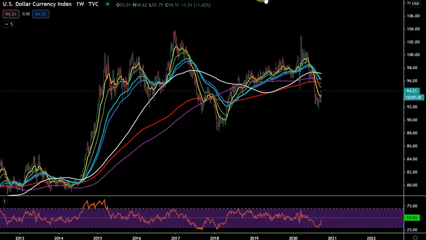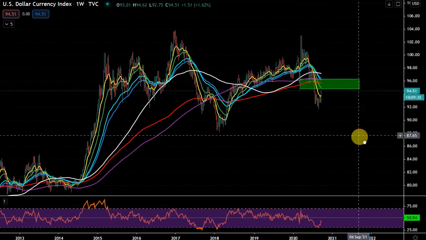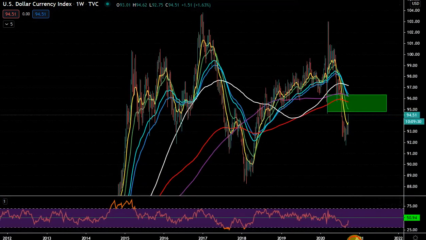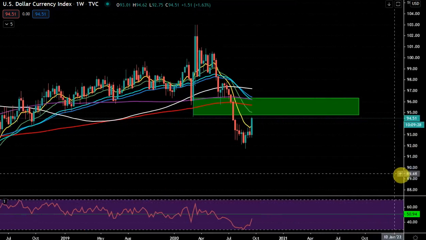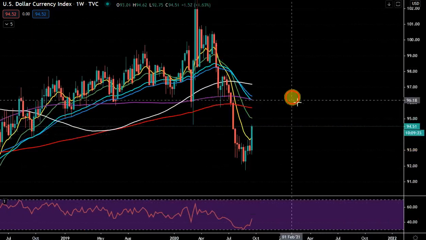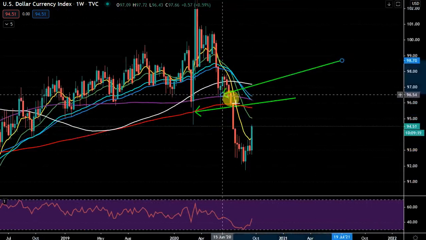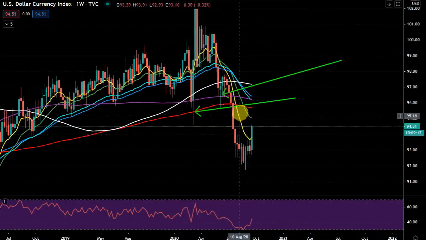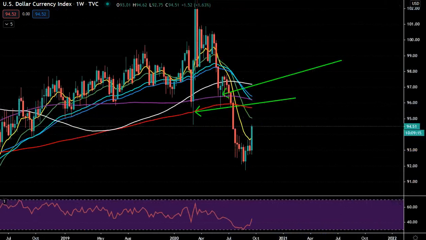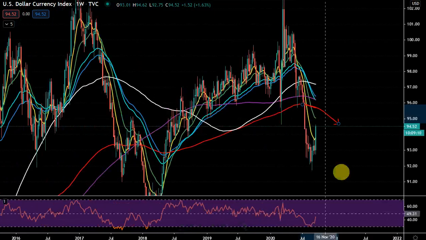You can see right here, this point right here. Let me zoom in. Look at this pivot, and look at this pivot right here. They're two pretty huge pivots with a lot of liquidity. On top of that, we have broken down below all moving averages.